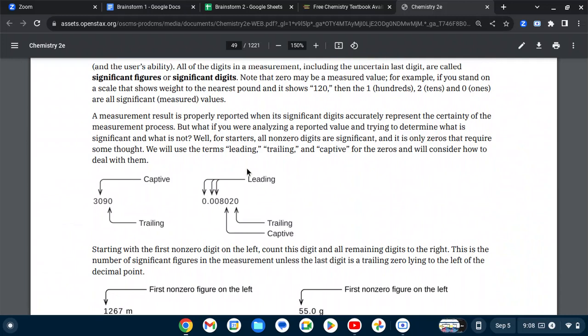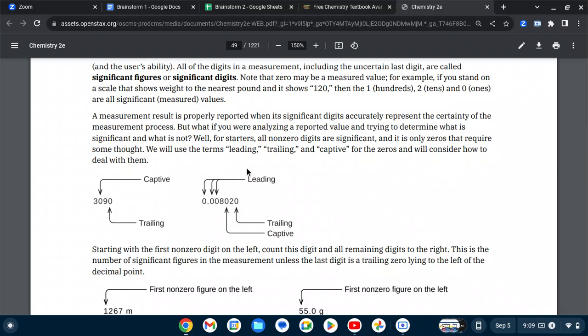Note that 0 may be a measured value. For example, if you stand on a scale that shows weight to the nearest pound and it shows 120, then the 1, 2, and 0 are all significant values. A measurement result is properly reported when its significant digits accurately represent the certainty of the measurement process.